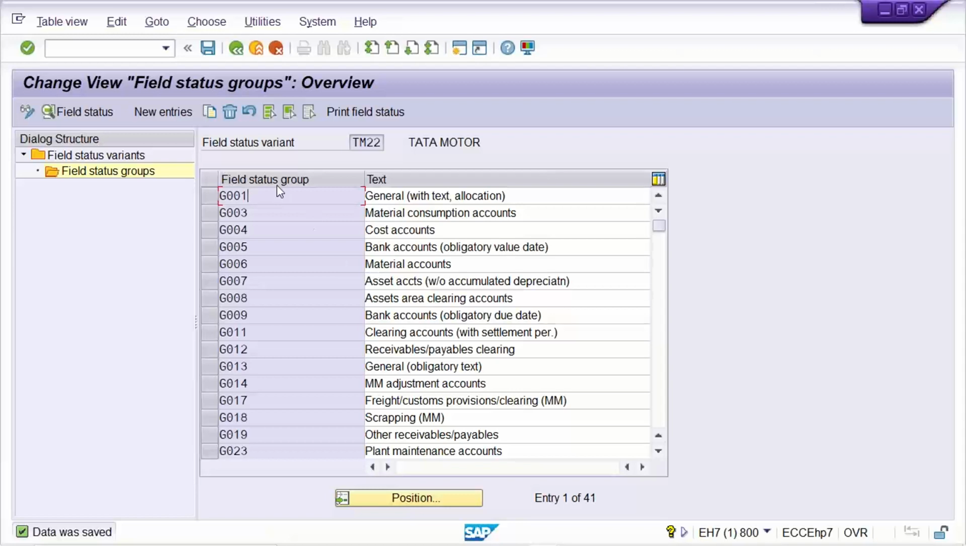But again, G001, 3, 4, 5, 6, multiple field status groups are there. So what is the use of these multiple field status groups? Why have multiple field status groups? For this one also, I'll quote one example, and then I'll proceed further. Not one example, 2, 3 examples I have to quote. Then you guys will have an understanding about the field status group.